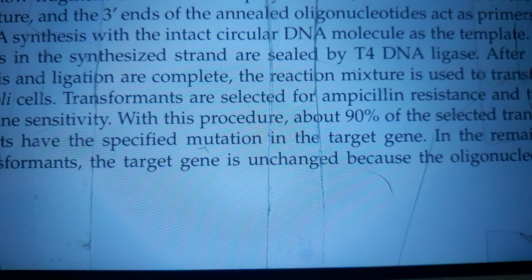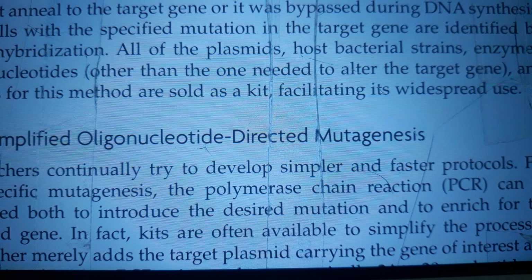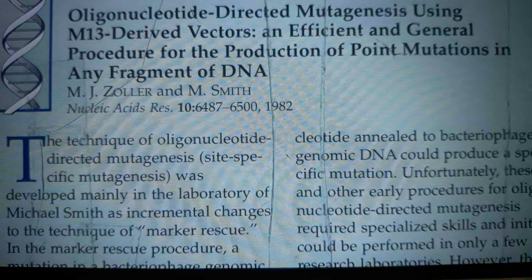About 90% of selected transformants have the specific mutation in the target gene. In the remaining transformants, the target gene is unchanged because the oligonucleotide did not anneal to the target gene, or it was bypassed during DNA synthesis. The cells with the specified mutation in the target gene are identified by DNA hybridization. All the plasmids, host bacterial strains, enzymes, oligonucleotides other than the one needed to alter the target gene, and buffers are available in a kit, facilitating its widespread use.